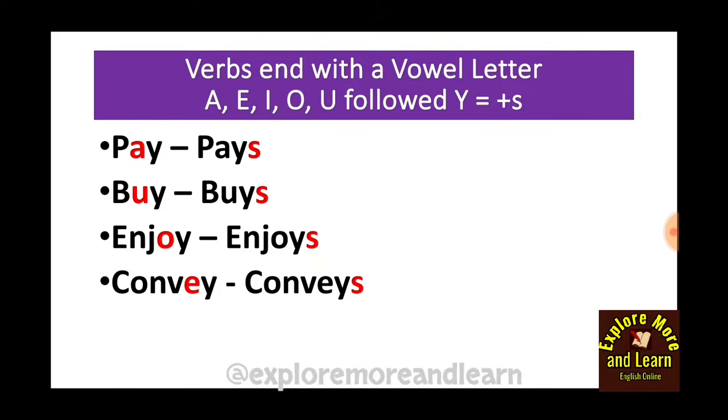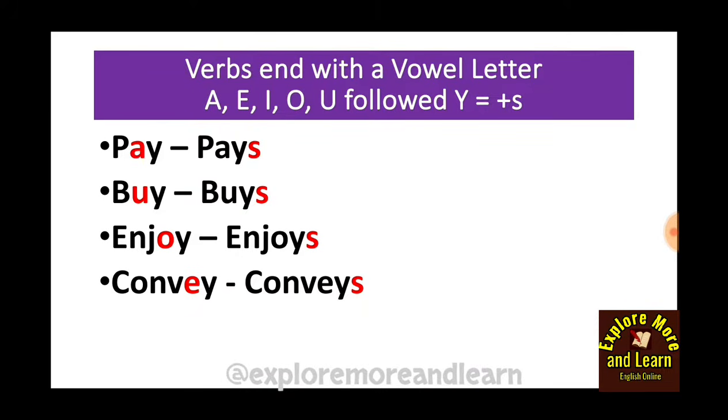Like he pays his rent on time. I gave you this example in the beginning. He buys his fruits. She enjoys her vacations. He conveys my messages in this way. So these are the 3 rules to add S, ES or IES to the verbs.